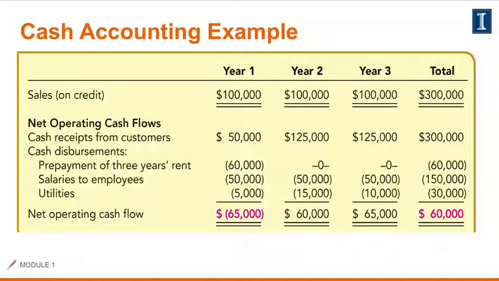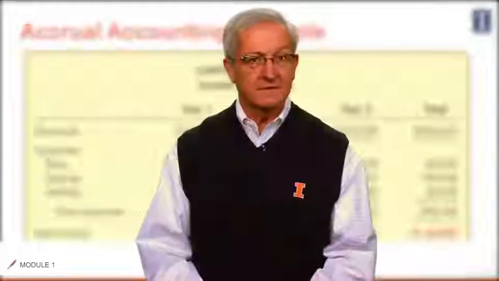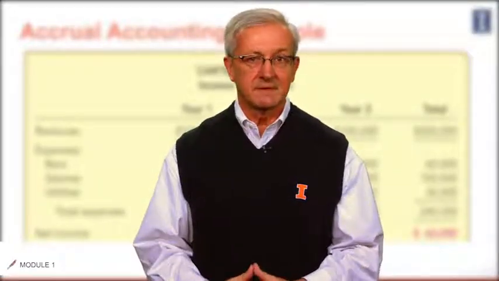In this case, our net operating cash flow in year one is actually a negative $65,000, in year two a positive $60,000, and in year three a positive $65,000. If you add those three up, the total net operating cash flow for the 3 years is $60,000. Keep that in mind. And this is what accrual accounting would look like for the very same scenario.